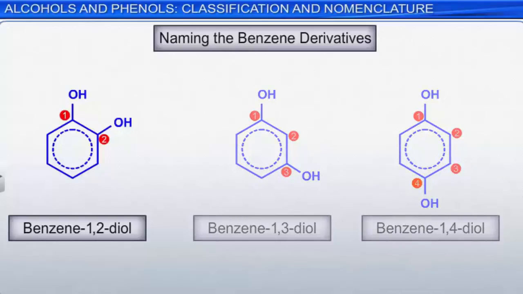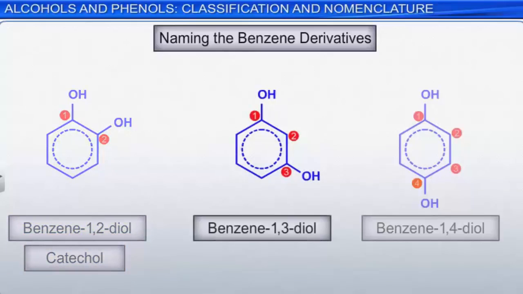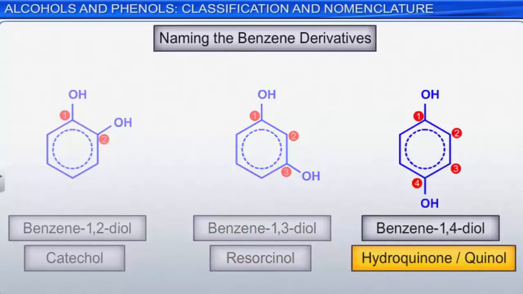However, the dihydroxybenzene derivatives are actually better known by their common names. Benzene 1,2-diol is known as catechol or pyrocatechol. Benzene 1,3-diol is commonly referred to as resorcinol. Hydroquinone or just quinol is the common name for benzene 1,4-diol.